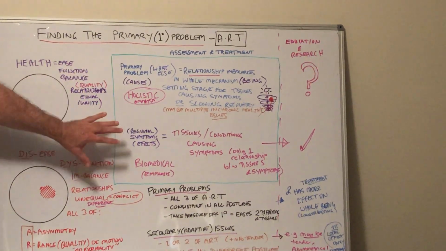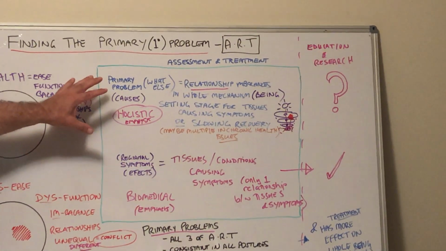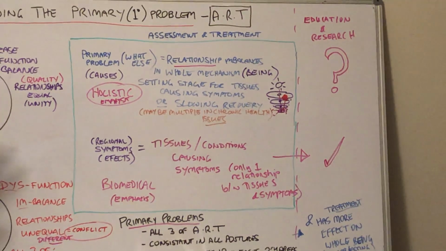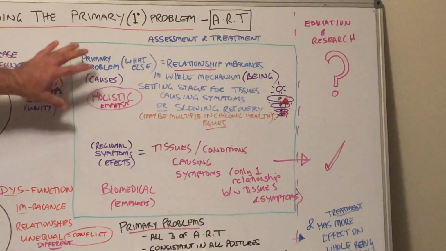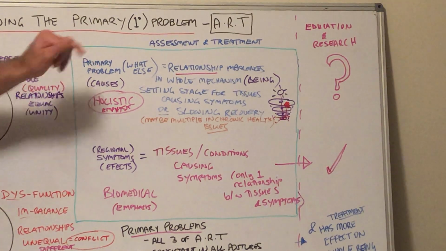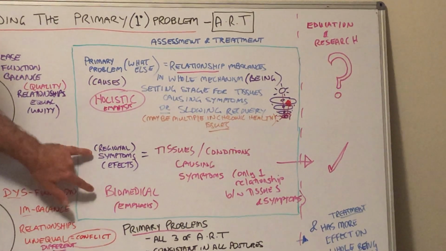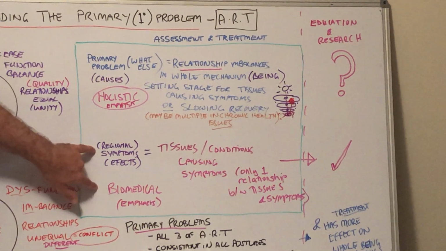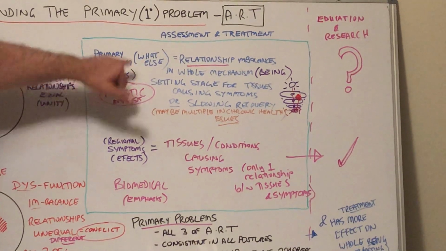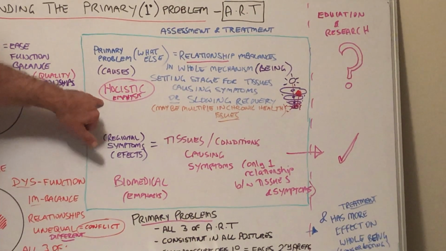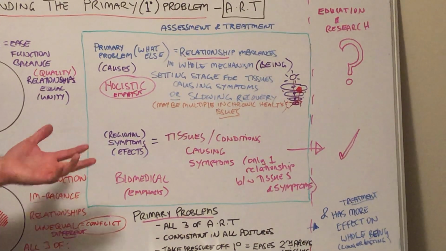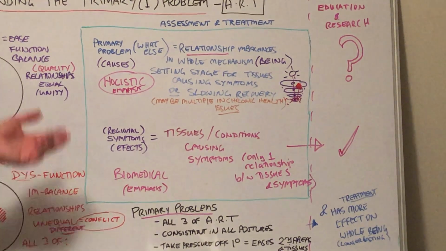This primary problem, regional problem, comes from any therapy which has a holistic philosophy behind it, of which osteopathy is one. But I also went and did some research on this because I felt that the primary problem, the primary relationship issues in the whole person, weren't being addressed. Because in modern day focus, we're focusing more on symptoms and effects. So when we talk about primary problems or causes, this is investigated in assessment with a holistic emphasis, and it looks at the relationship imbalances in the whole mechanism, the whole person, the whole being, that set the stage for the tissues causing symptoms or slow recovery.